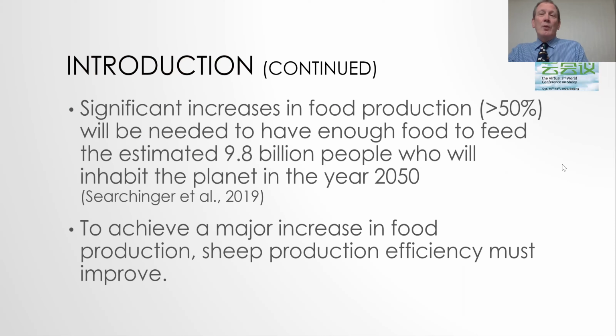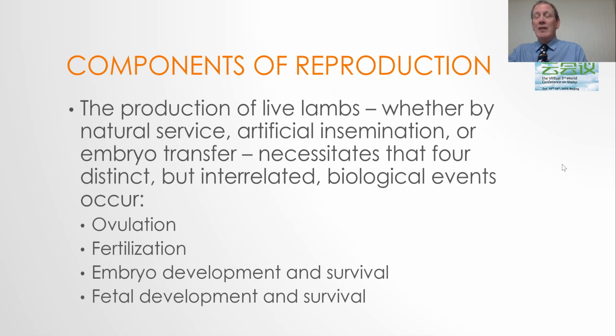One of the things that we know, we're living in a time where life expectancy is increasing. The number of people expected to inhabit the planet is expected to reach 9.8 billion, if not more, by the year 2050. And many estimates have told us that we're going to have a significant increase in food production of at least 50%, some estimates ranging as high as 100% increase from today, in order to produce enough food to feed the world. And given the sheep's importance in food production, it's very, very important that we must improve production efficiency of sheep as well.